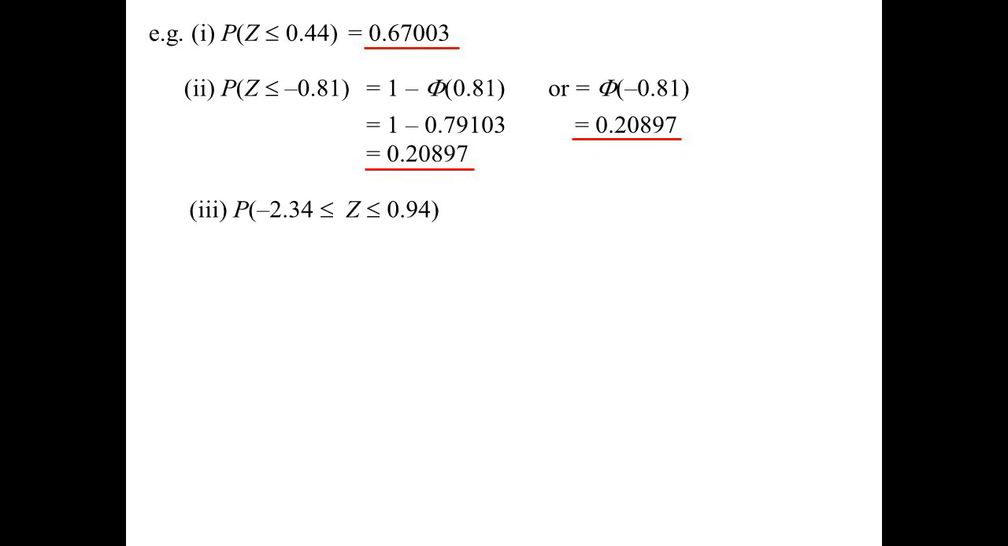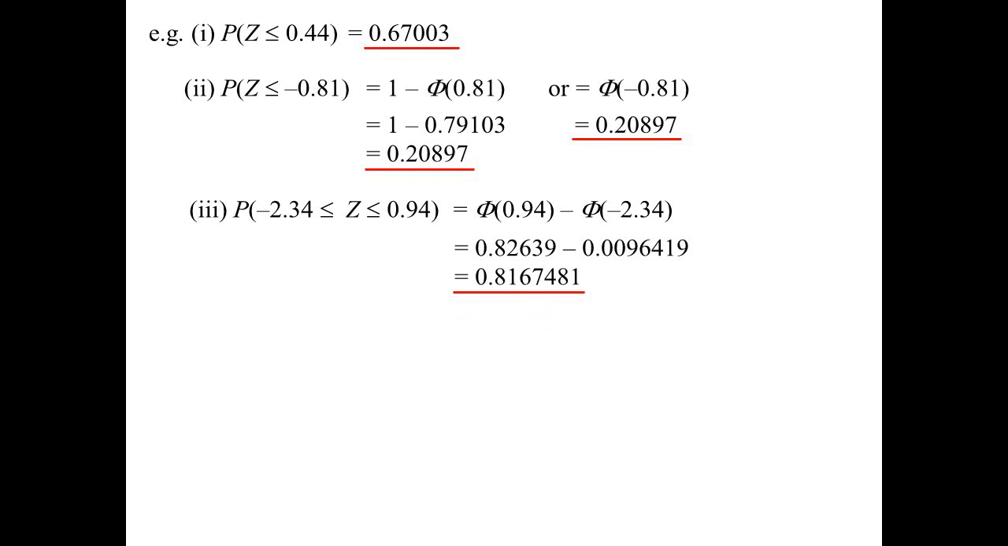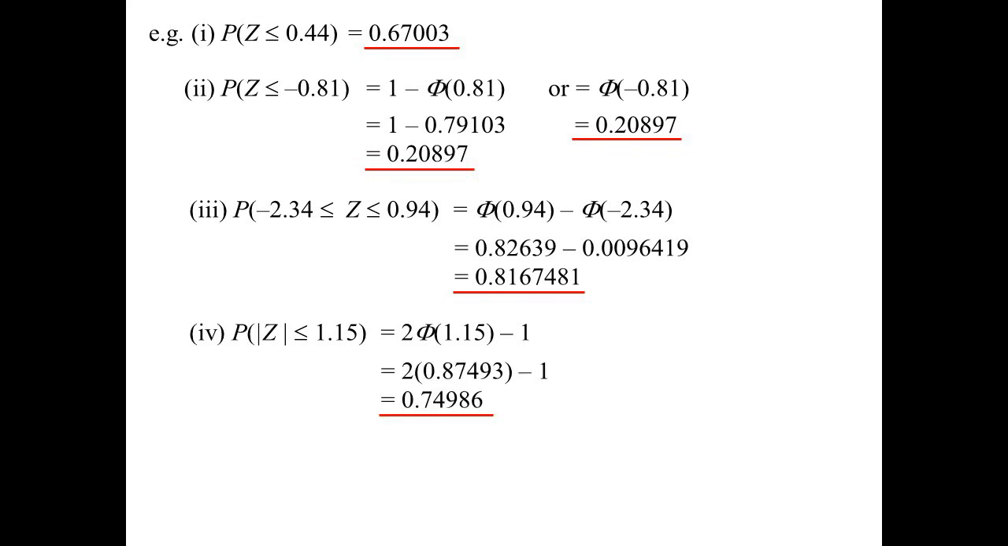0.20897. If I want to go in between the two, so then it's 0.94 minus the minus 2.34, we should get 0.816748, being incredibly accurate. Using the tables again, you come up to 4 decimal places. If it was in between minus 1.15 and plus 1.15, using the tables, I'd go twice the phi 1.15 minus 1, and there we go, 0.74986.